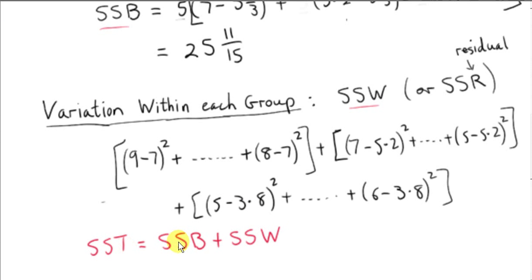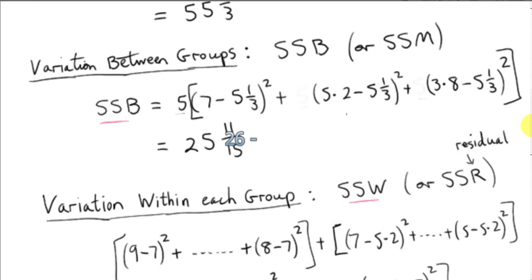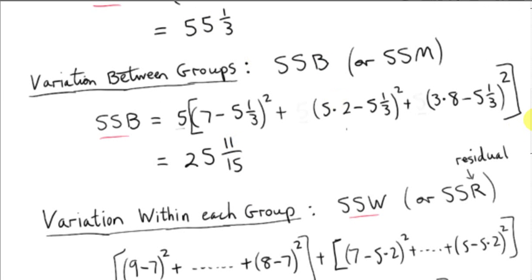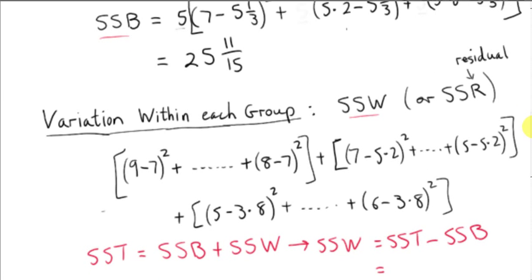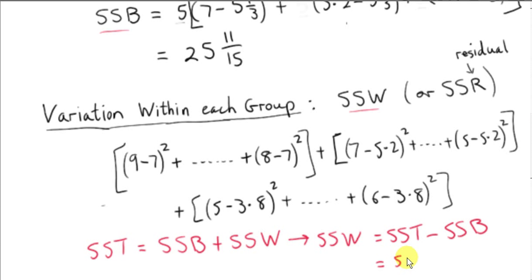You see, both of these calculations are relatively straightforward, SST and SSB. So from this we see that SSW is sum of squares total minus sum of squares between. And we have those values. If we go back up here for sum of squares total, we got 55 and 1/3. So we have 55 and 1/3 minus 25 and 11/15.